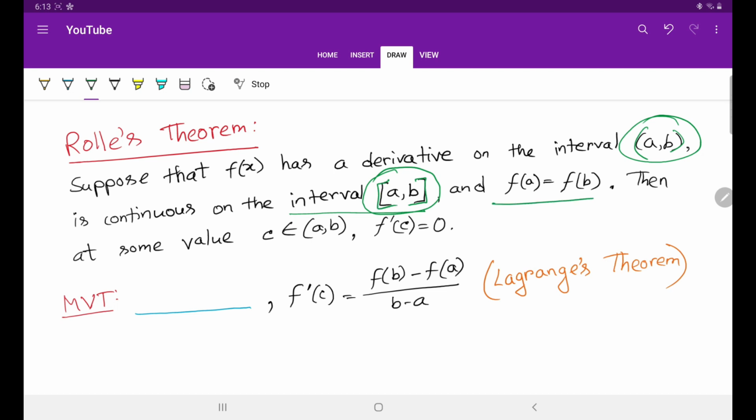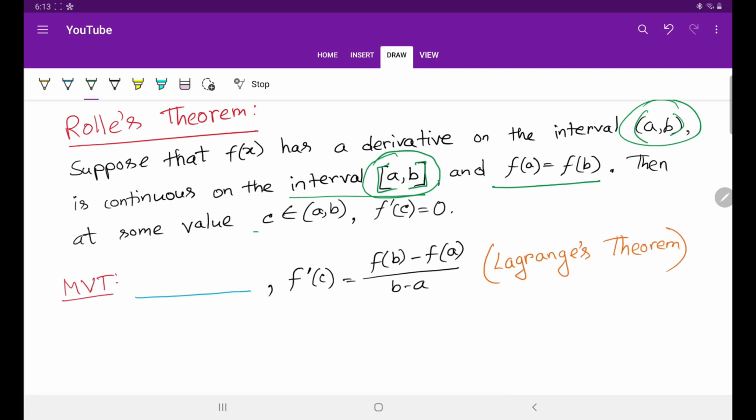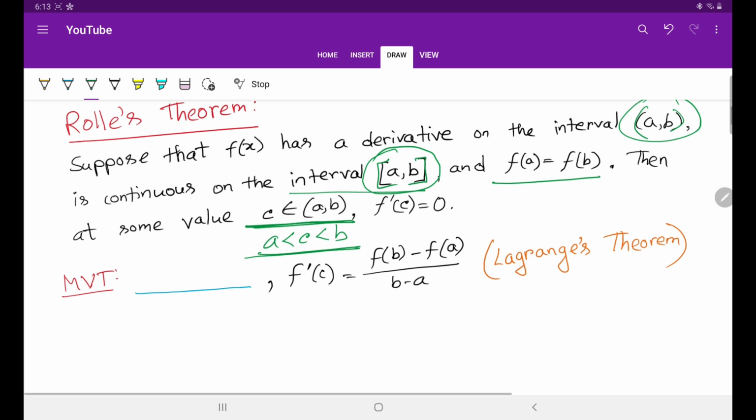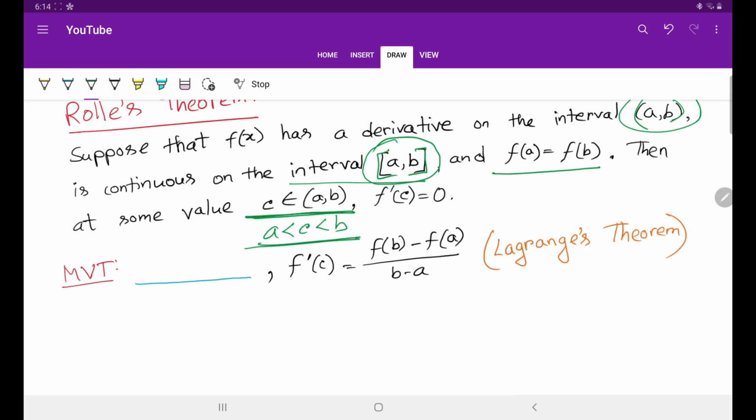And f(a) equals f(b). Then there is some value c between a and b, but it cannot be a or b, because it's an open interval. So it basically means that a is less than c and c is less than b. That's it. Then the derivative f'(c) is 0. So that's actually Rolle's theorem.